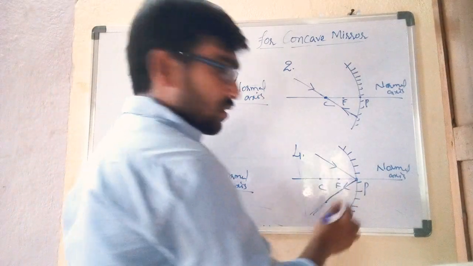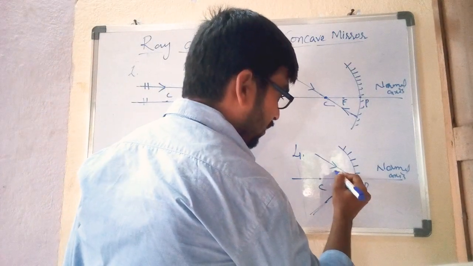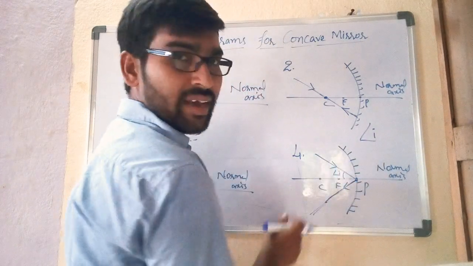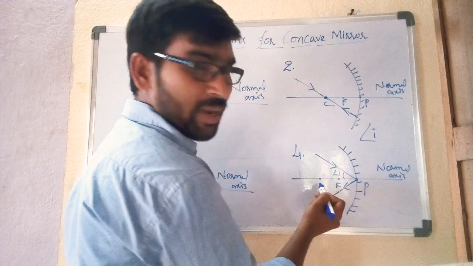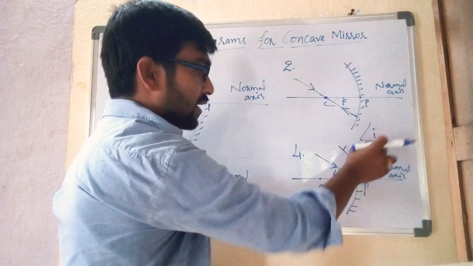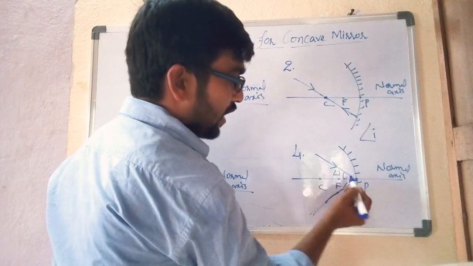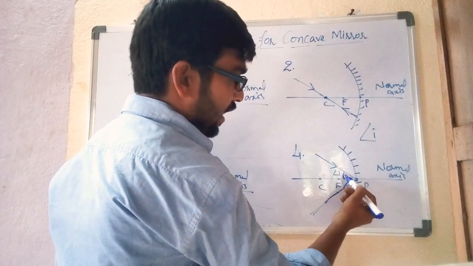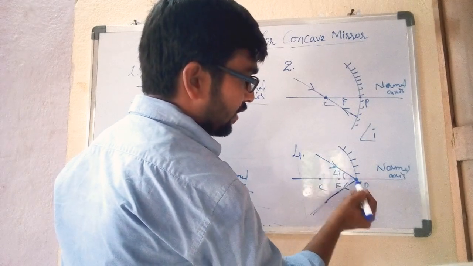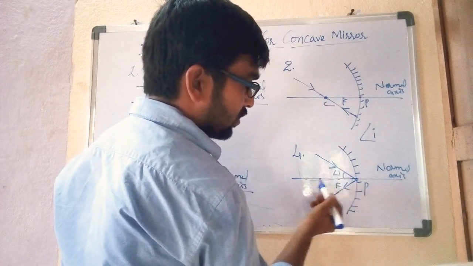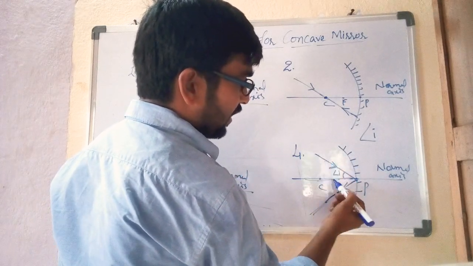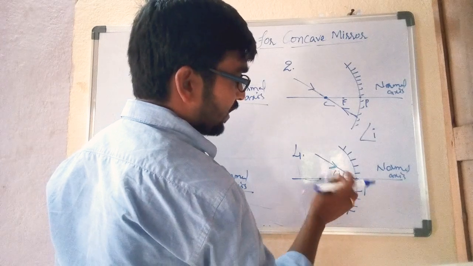In this case, this is the angle I. Where is the angle I here? This is the incident ray, this is the normal axis. What is the definition of angle of incidence? Angle I means angle of incidence. The angle of incidence is the angle between the incident ray and the normal axis. This is angle I.